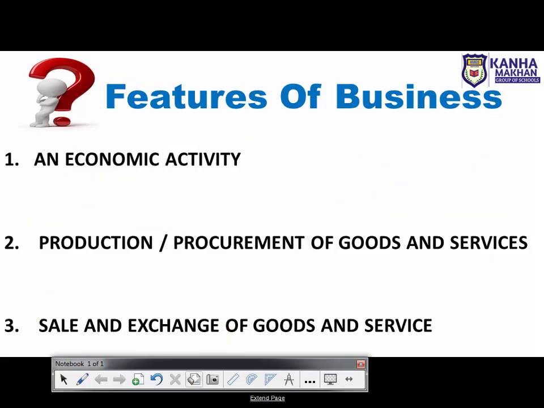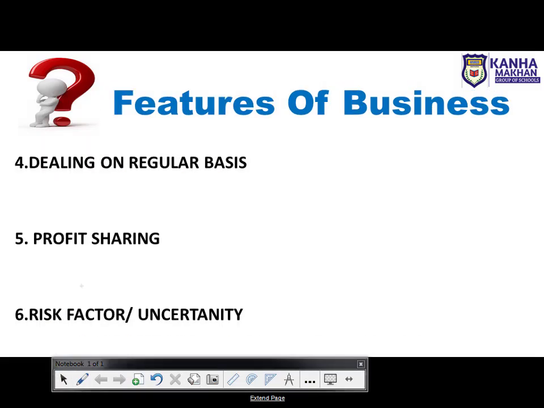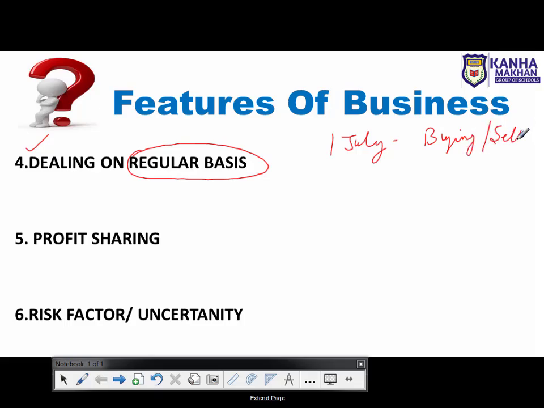Moving towards the next features. Feature number 4 states dealing on regular basis. This is the most important characteristic, that business is done on a regular basis, which means on a continuous basis. It is not that on 1st July I did a transaction, like buying or selling, okay?